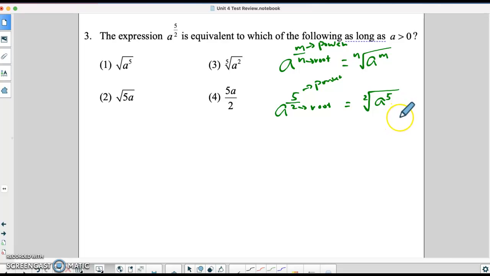However, if you look at the choices, you don't see anything like this. But it doesn't mean there's something wrong. For choice A, it's actually the same thing as having a 2 outside of the radical sign. It's not showing the 2, but we know this is a square root. So this is our answer.